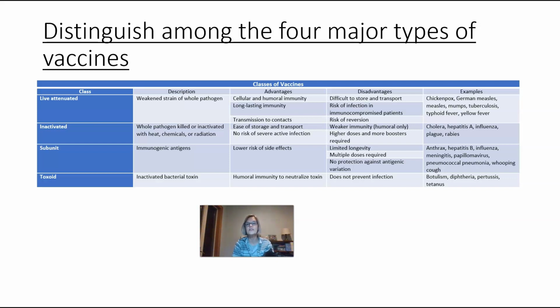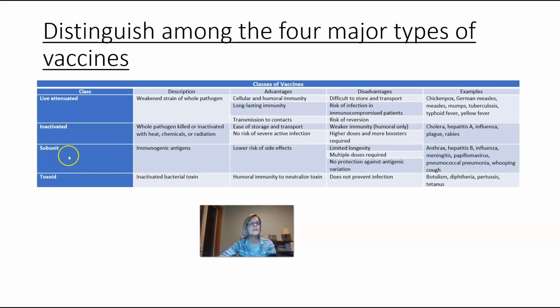And particularly if it's a really dangerous disease, you don't want to take any risk that you might get something that reverts. So when you get to some of these things like anthrax, hepatitis, meningitis, some of these things that can be quite serious, using a live vaccine might not be as good of an idea.